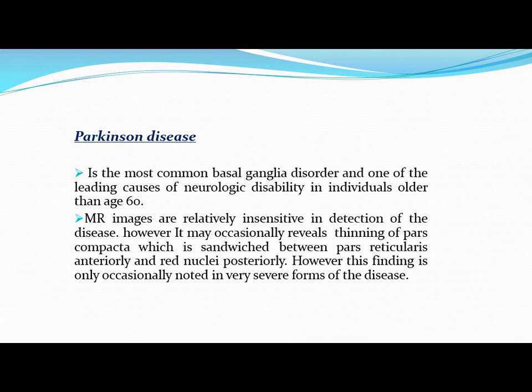Parkinson's disease is the most common basal ganglia disorder and one of the leading causes of neurologic disability in individuals older than 60 years. MR images are relatively insensitive in detection of the disease. However, it may occasionally reveal thinning of pars compacta, which is sandwiched between pars reticularis anteriorly and red nuclei posteriorly. However, this finding is only occasionally noted in very severe forms of the disease.